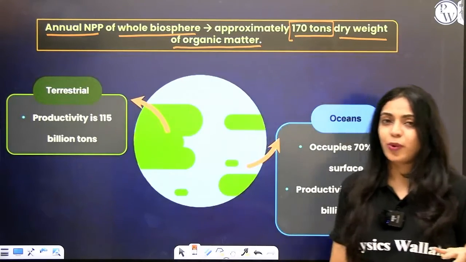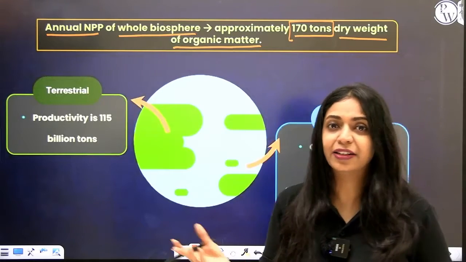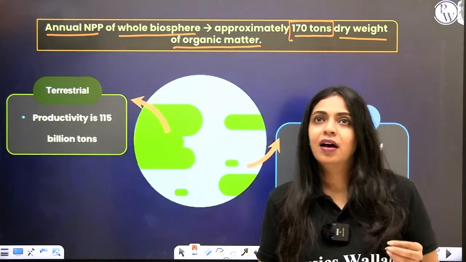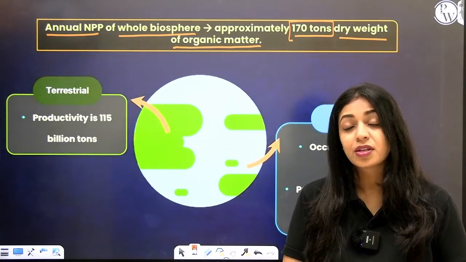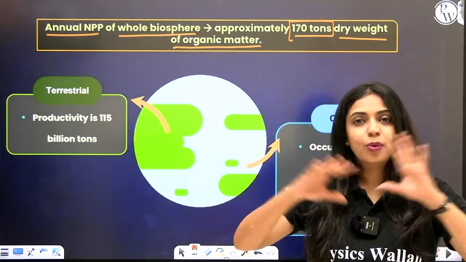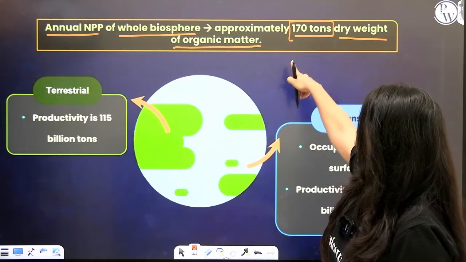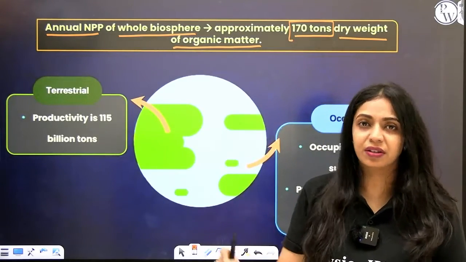Why do we not measure wet weight? Because that will vary very drastically in different environmental conditions, right? So you measure the dry weight because that is a more reliable way to measure the biomass. We get, throughout the earth, NPP is approximately 170 tons per year.